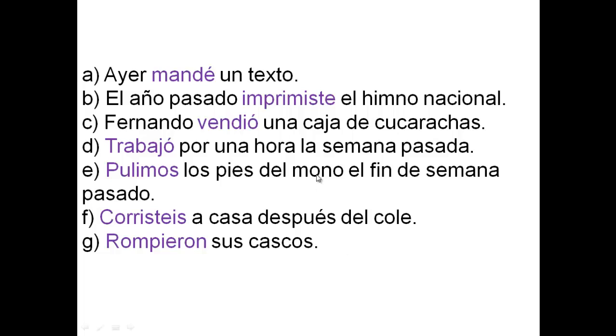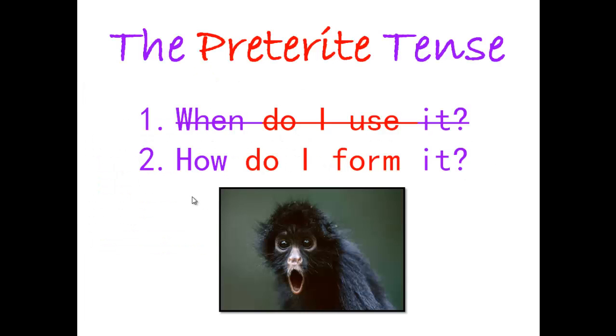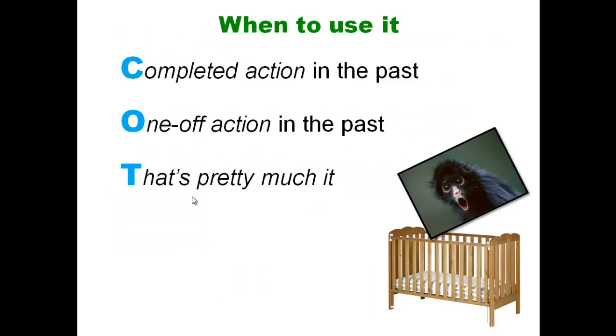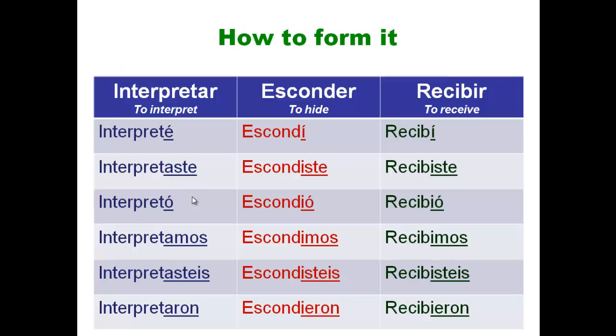So, mandé, imprimiste, vendió, trabajó. So we've looked at when we've used it. We've looked at how do I form it, and hopefully you're super confident with both. So when do I use it? Don't forget our surprised monkey in the cot. And when do you form it? Again, a really simple process of taking the infinitive, cutting off the AR, ER, or IR, and adding those sets of endings. So all in all, our surprised monkey says it's not difficult. So remember, completed actions in the past, one-off actions in the past, and that's pretty much it.